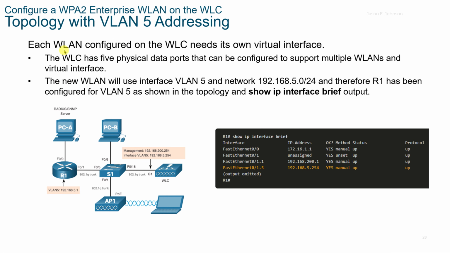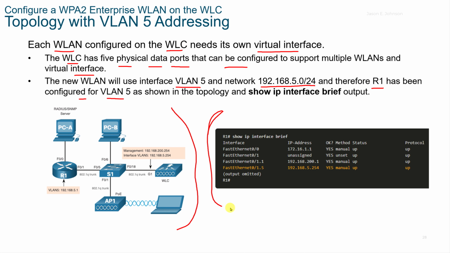Now with VLAN 5 addressing, each wireless LAN configured on the controller needs its own virtual interface. So the WLC has 5 physical data ports that can be configured to support multiple wireless LANs and virtual interfaces. And the new wireless LAN will use interface VLAN 5 and the IP address of 192.168.5.0/24. And therefore, Router 1 has been configured for VLAN 5 as shown in the topology on the left. And we can do show ip interface brief to see the output on the right.